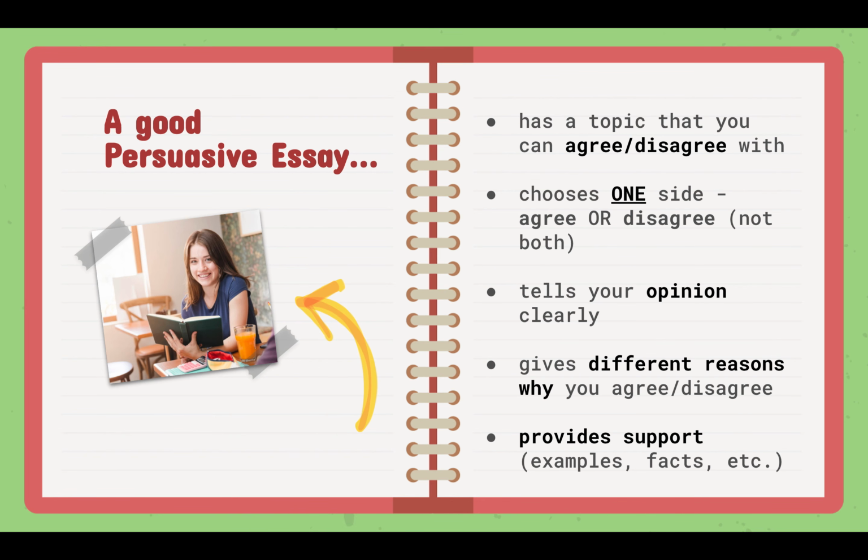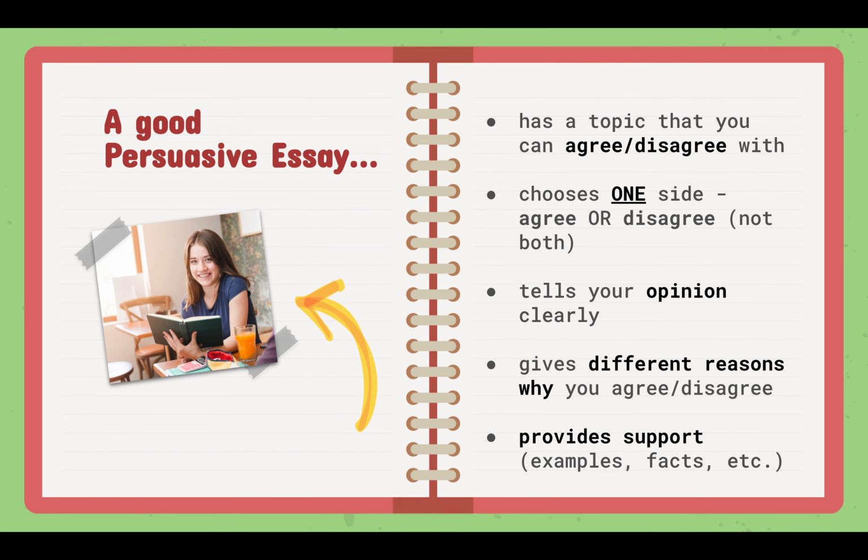The next feature is that you need to give a lot of different reasons why you agree or why you disagree, right? So you can't just give one reason why dogs are the best pets in the world. You have to give many reasons, right, to help support your opinion. If you think about it, that's very logical, right? Because if someone just gives you one reason why, it's not very convincing. But if they give you several reasons why, then you start to think, maybe that's true.